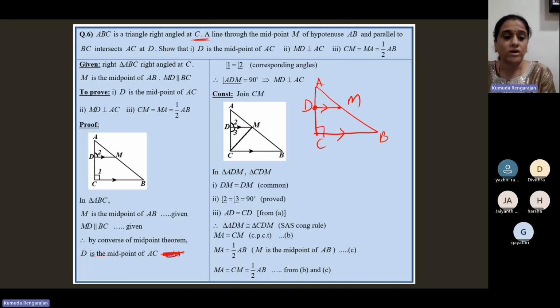So now you want to say that these two lines are parallel, this is a transversal, so corresponding angles are equal. Now you want to mark. So come back to the figure and mark 1 and 2 and say angle 1 is equal to angle 2, corresponding angles. At this point, when you need to say they are corresponding angles and they are equal, come back to the figure and mark 1, 2. Angle 1 is equal to angle 2, corresponding angles are equal. Therefore, angle ADM is equal to 90 degrees. It implies MD is perpendicular to AC.